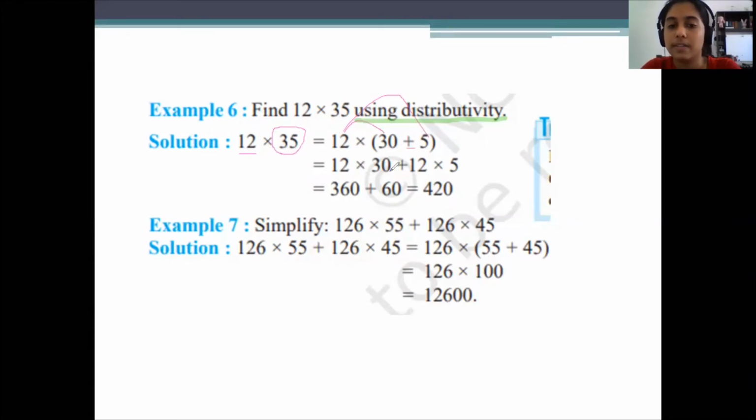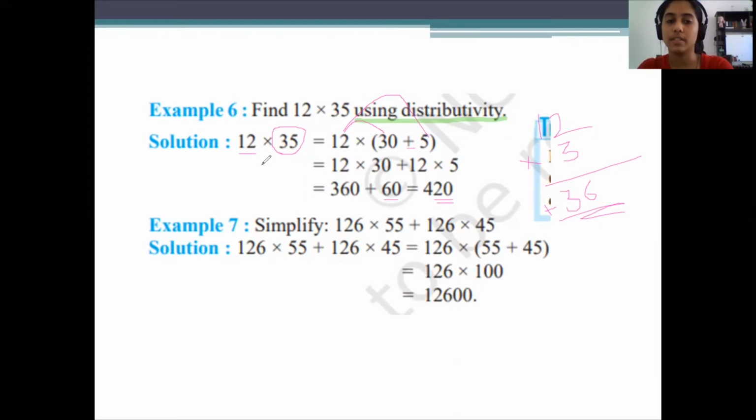Now you can find 12 into 30 using normal multiplication, 12 into 3. If you have learned the table, it'll be much easier. 2 into 3 is 6 and 1 into 3 is 3. So you get 36. So 12 into 30 would be 360. And then you have 12 into 5, which is 60. Okay, you can do a multiplication check, but if you know the table, it's very good. So then you just need to add 360 plus 60, you get 420.